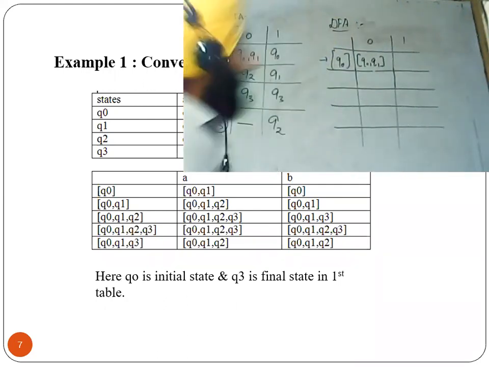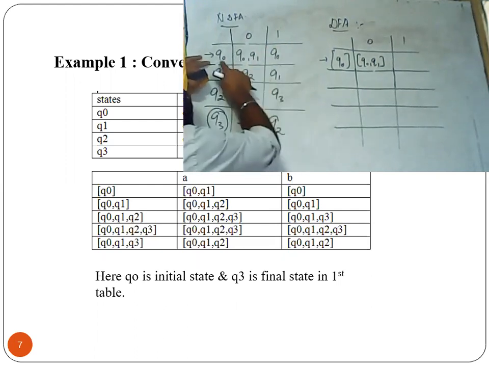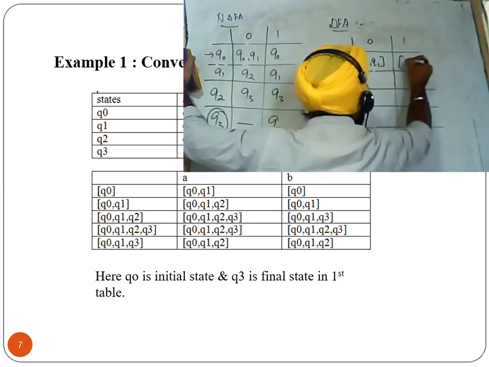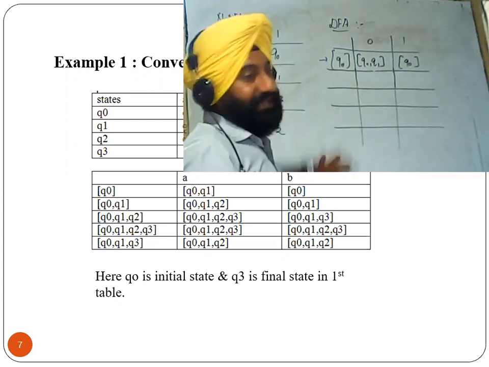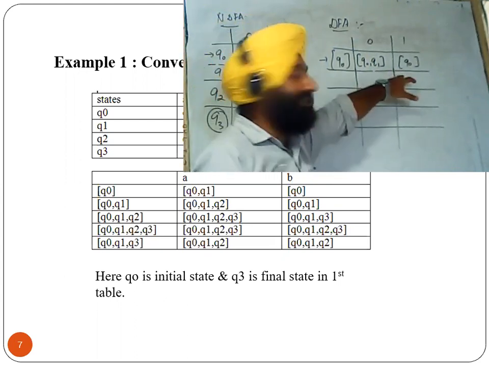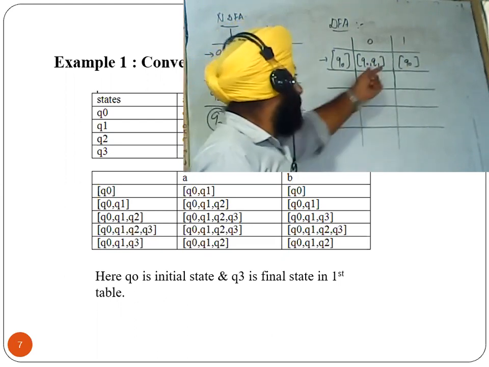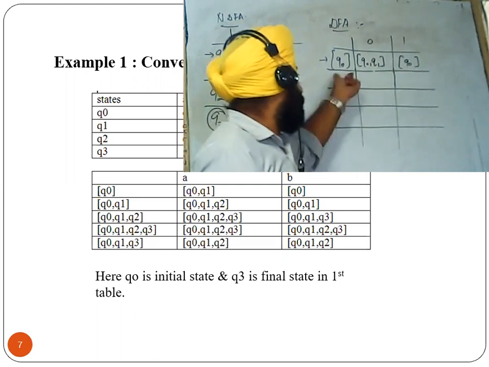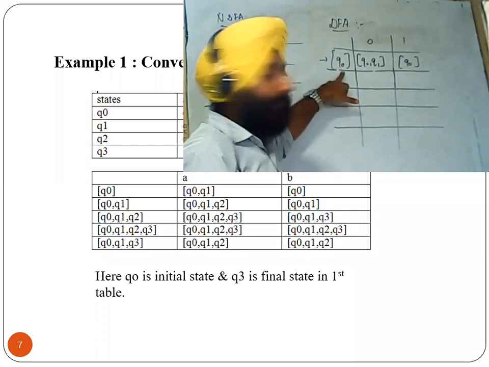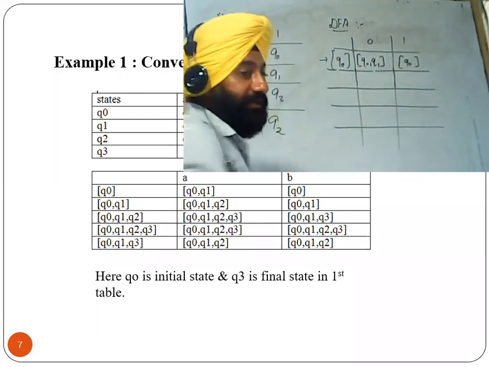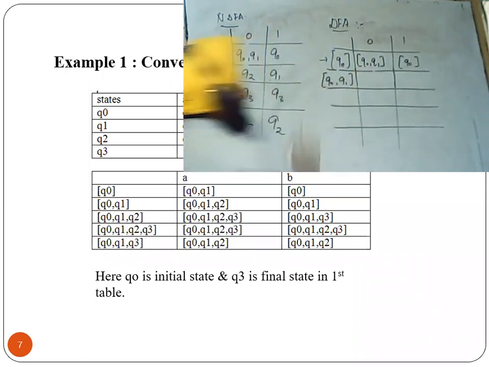Right? Next, Q0 upon the processing of 1 goes to Q0. Now you have to write those states which have not been traversed even a single time. You have to write those states which have not been listed over here. Q0 has already been listed, but Q0 comma Q1 has not. So write Q0 comma Q1 as a second state.